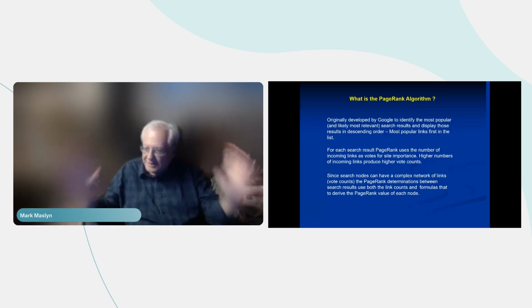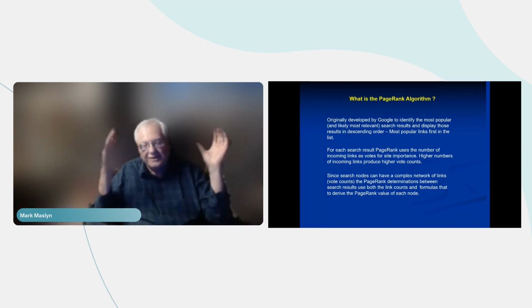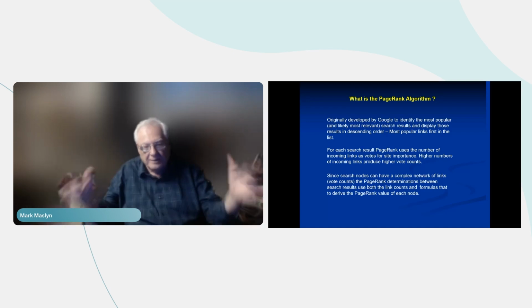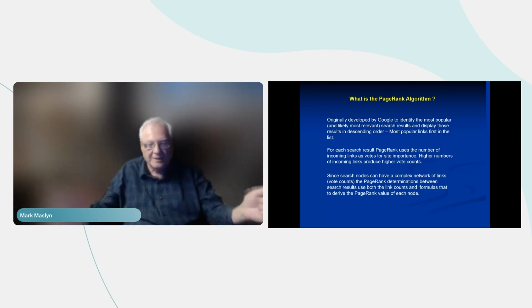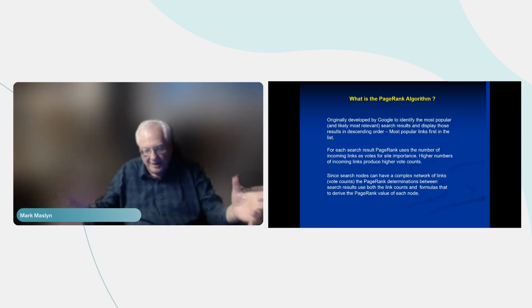Now, this is great, but unfortunately, the real world is more complicated than this. You can't just simply take the incoming links as the be-all, end-all of your PageRank value. And we'll see that in the next slide. Because sometimes a search node can have a complex network of links. And so the vote counts for PageRank determinations include not only the incoming link counts, but formulas to derive the PageRank value of each node.